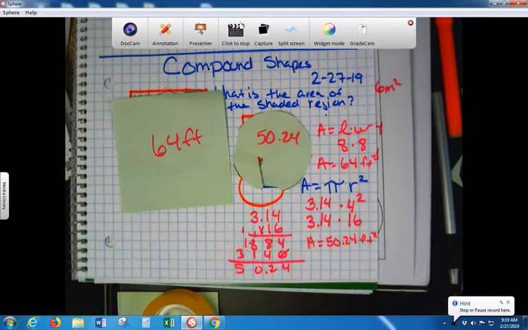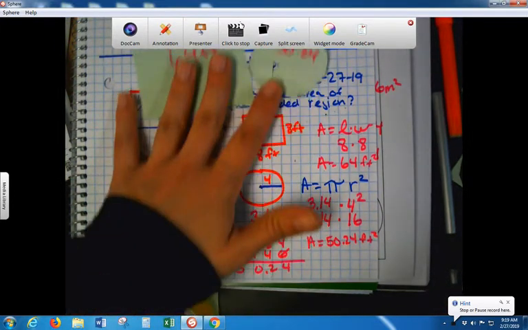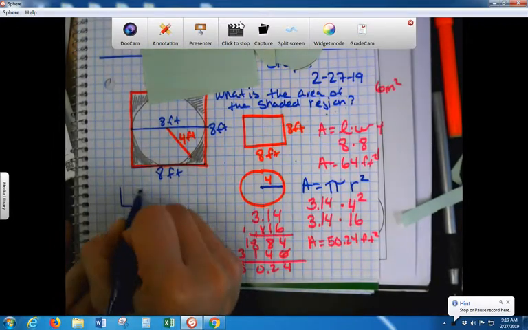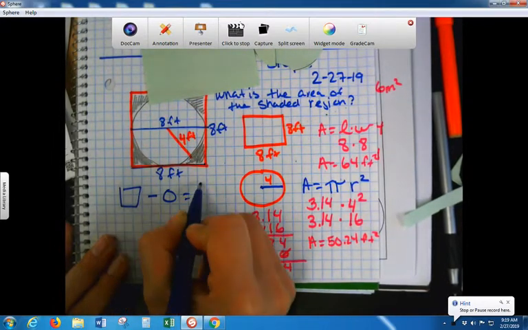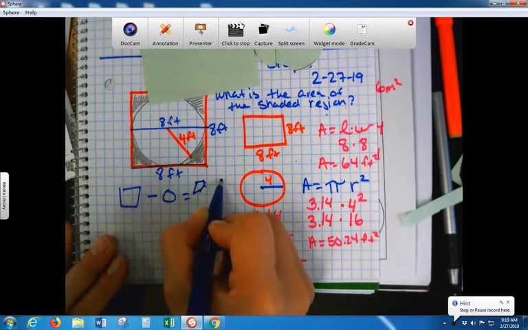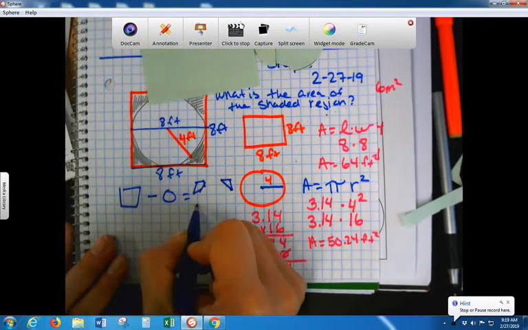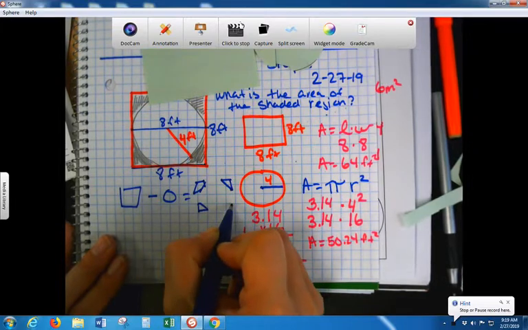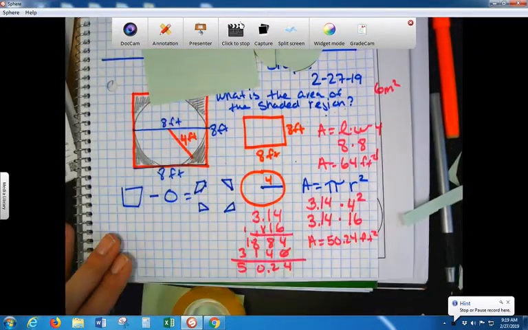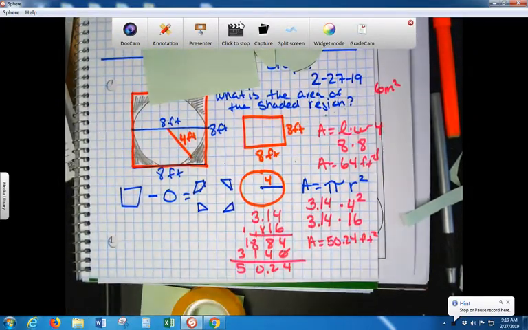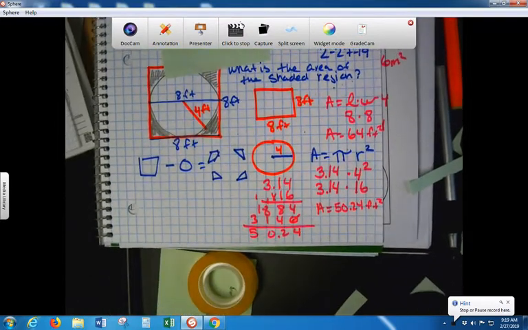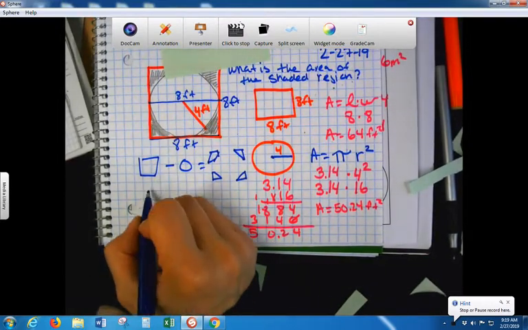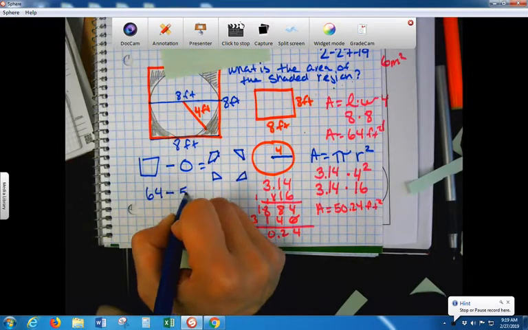You subtract, right? So, in other words, I would take the square minus the circle is going to give me, oh gosh, wow, real Picasso right here. Look at that. The corners, right? Those are my corners. Don't be jealous. Alright, so it would be 64 minus 50.24.